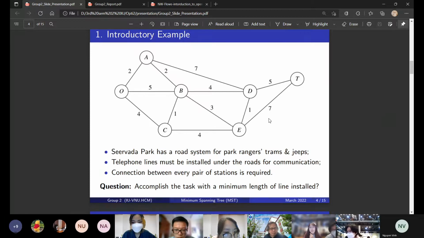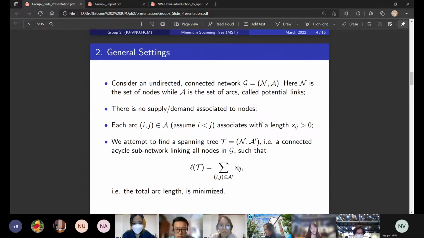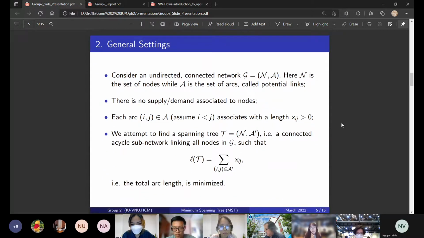Okay, before going to find the solution for this problem, we are going through the general setting and the algorithm to construct a minimum spanning tree. Next, Mr. Quân will present the algorithm to construct the minimum spanning tree.